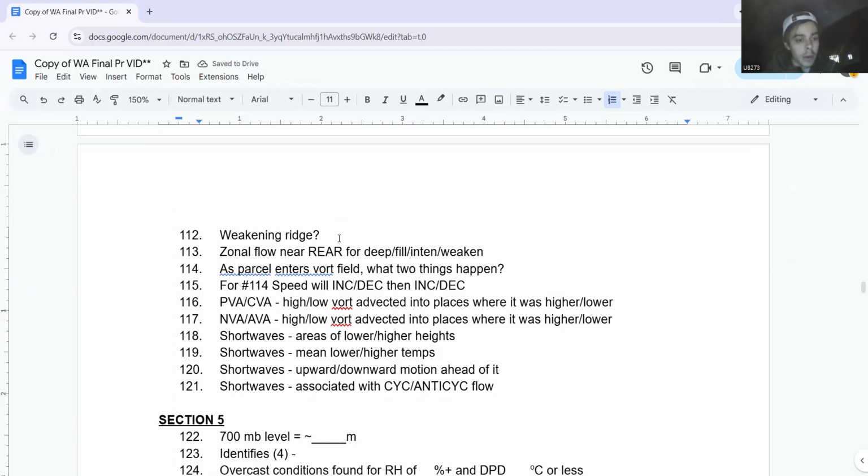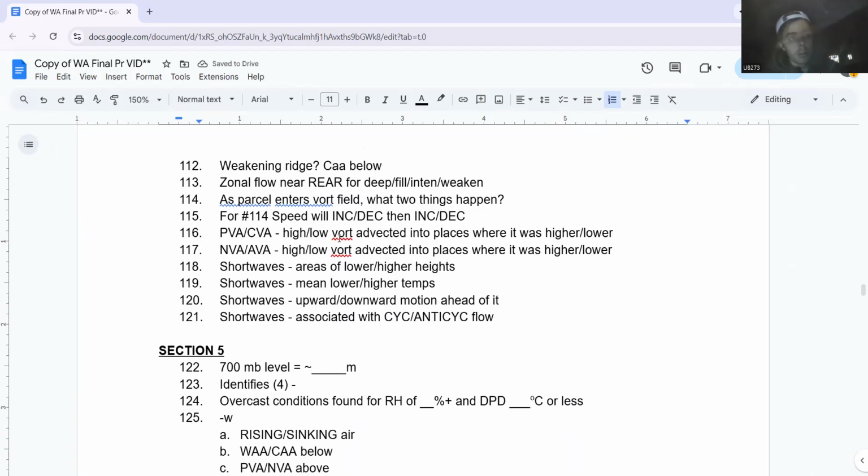All right, weakening ridge after. Weakening ridge means that the jet streak is after it. CAA below. Zonal flow, that's east to west flow. Meridional flow, north to south. Zonal flow occurs near the rear for which of these four? If it's filling trough or a weakening ridge.